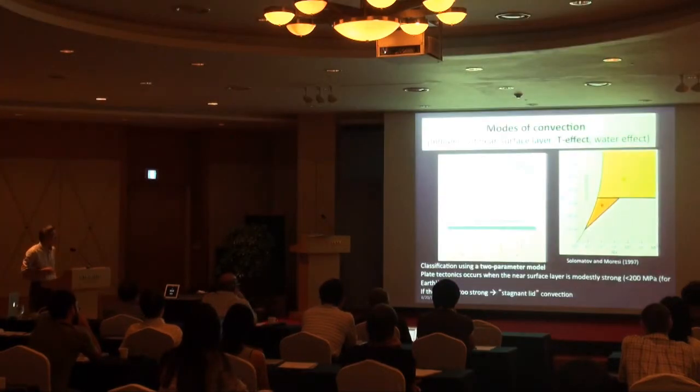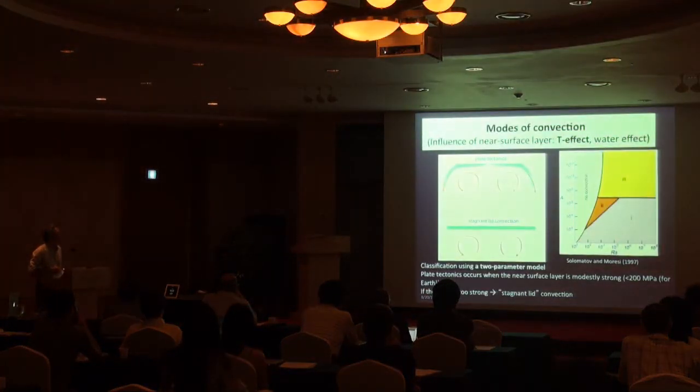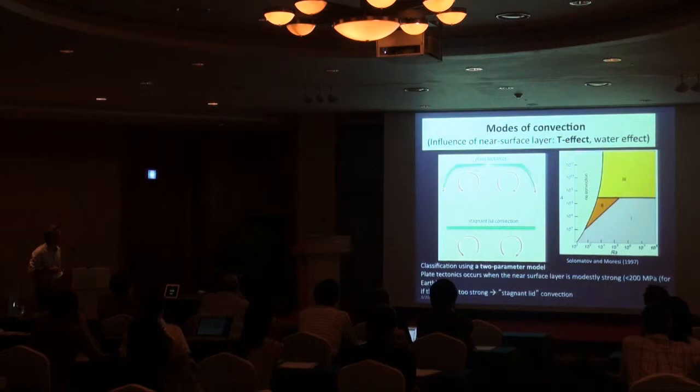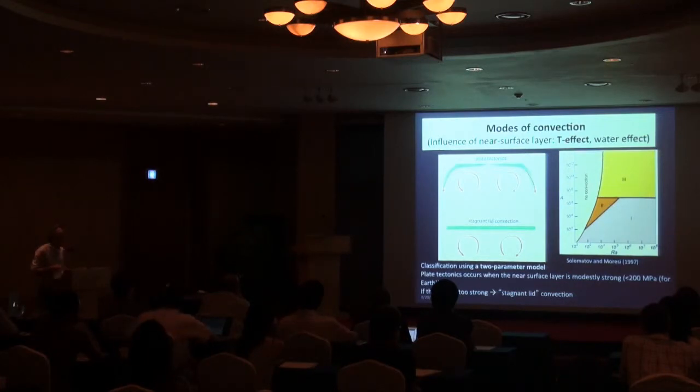So this is the schematic diagram based on some numerical modeling of mantle convection, in which Slava Sonato from the Luis Moresi group classified the mode of mantle convection based on two parameters. The key concept here is, if you are dealing with a constant viscosity fluid, and if viscosity is very large, you can characterize the mode of convection by only one parameter, the Rayleigh number.